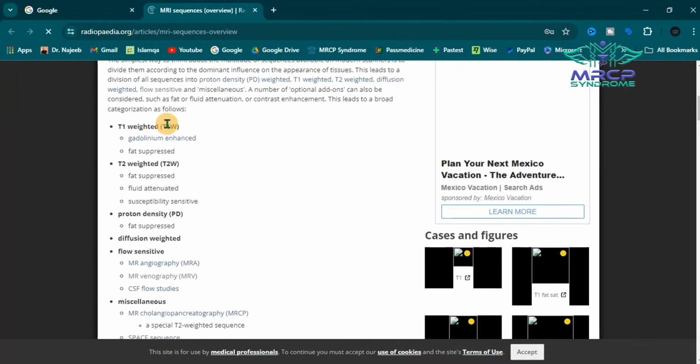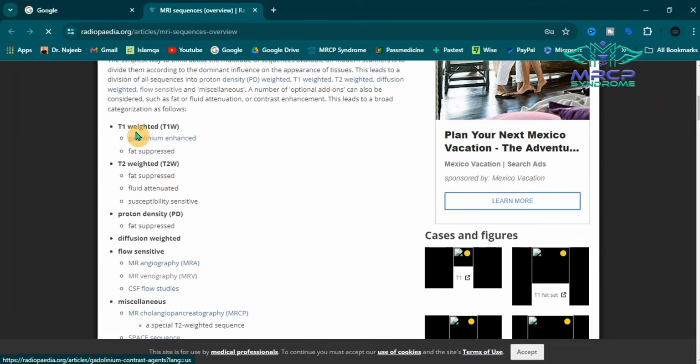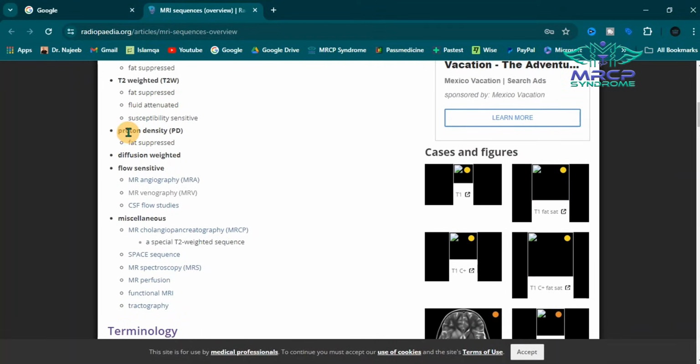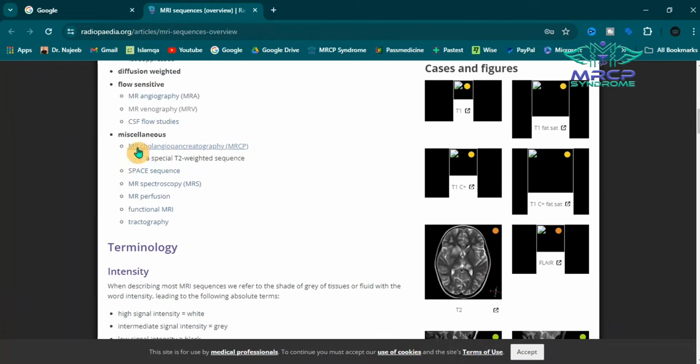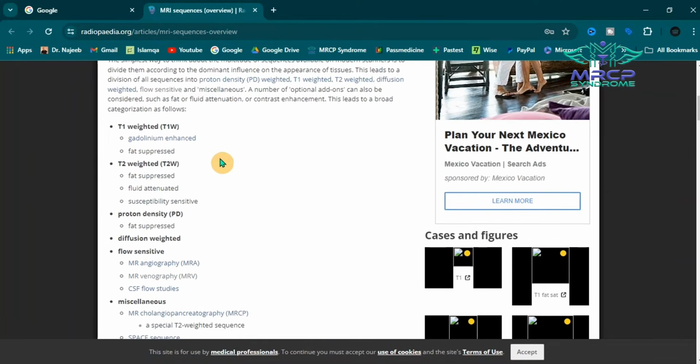The T1 weighted image can be further subdivided into gadolinium enhanced and fat suppressed. Gadolinium enhancement is commonly done in T1 weighted images, and fat suppression is done in both T1 as well as T2. There are some others like proton density, DWI, flow sensitive, as well as MR cholangiopancreatography. But just go through the T1 weighted, T2 weighted, and the FLAIR image.